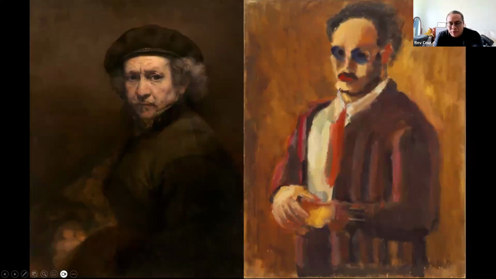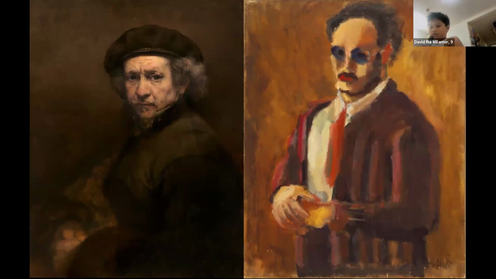Now, as you can see, guys, he would paint in a very, very crude style, but also informed of the classical style. The one on the left is a painting by Rembrandt, and as you can see, he made a painting of himself. This is what he looked like.